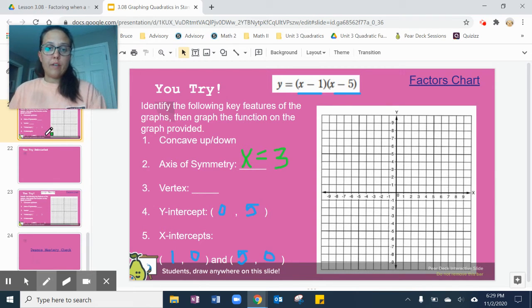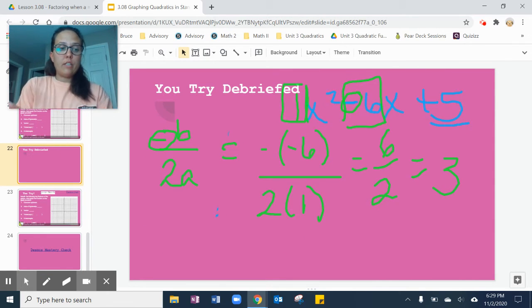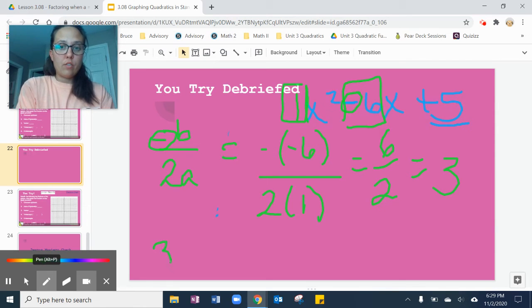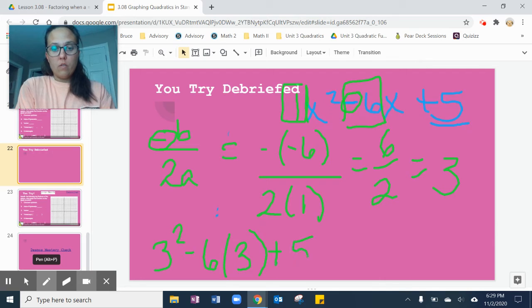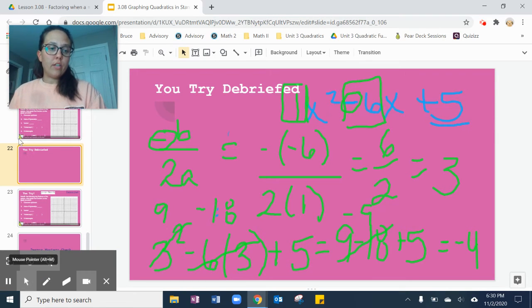The vertex we're going to find by plugging 3 back into the equation. So if we plug 3 back into the equation, we're going to get 3 squared minus 6 times 3 plus 5, which then becomes 9 minus 18 plus 5, right? 9 minus 18 is negative 9. Negative 9 plus 5 is negative 4. That's our y value.